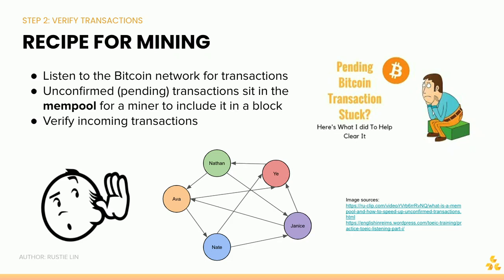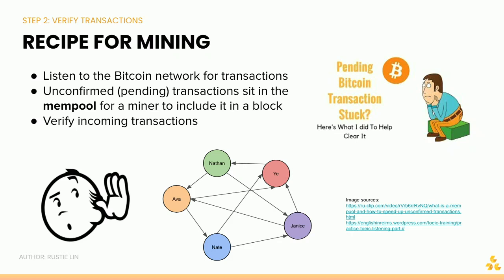So you're listening to the network for transactions, and whenever a transaction is pending, so it hasn't gone through yet, it's not on the blockchain, but I have basically put in a request for a transaction, then that gets sent to the mempool. You can just think of it as the pool of transactions that are waiting to be added to the blockchain that a miner has. And then you're gonna verify those incoming transactions.